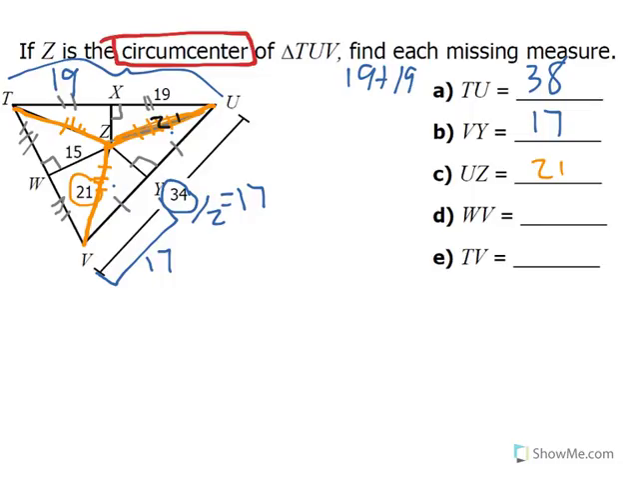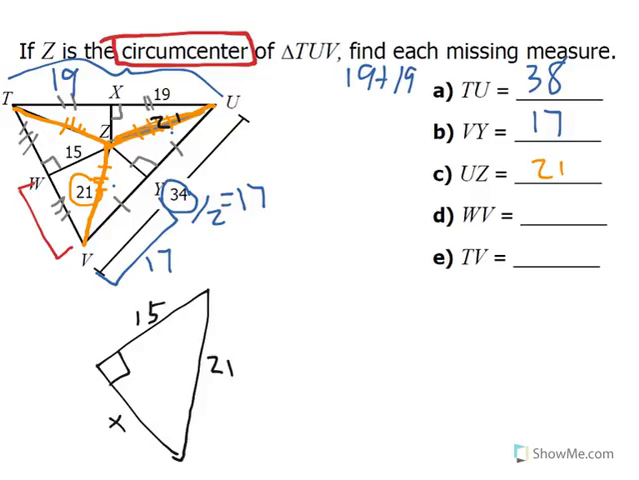Now we want WV. So WV is this part right here. In this case, we're going to need to use the Pythagorean theorem. So we have a right triangle where this is 21, this is 15, and then that's what we're looking for. Remember, across from the right angle, we have to call that our C, and then it doesn't matter which ones you call A and B. A squared plus B squared equals C squared, so fill your values in.